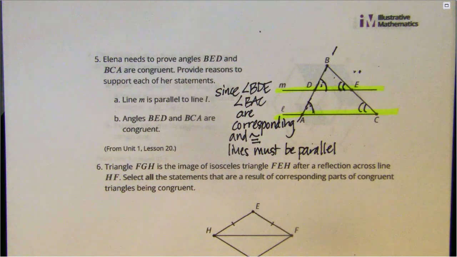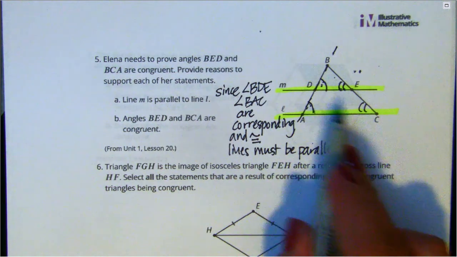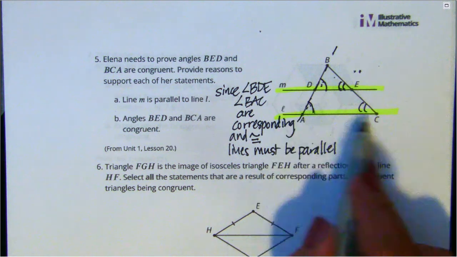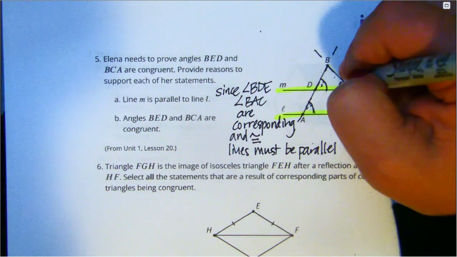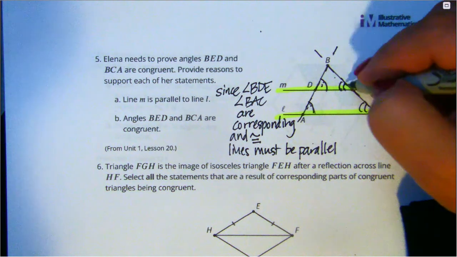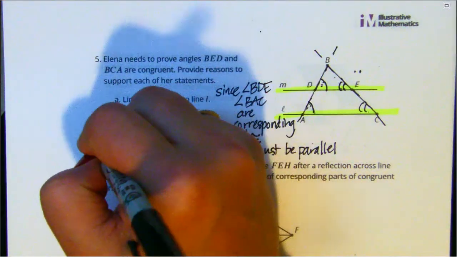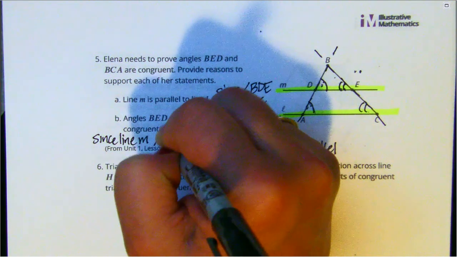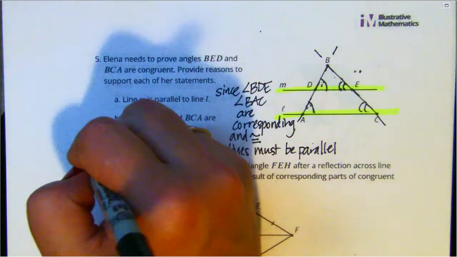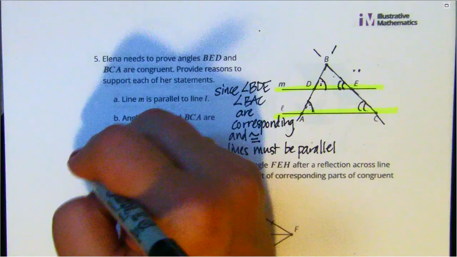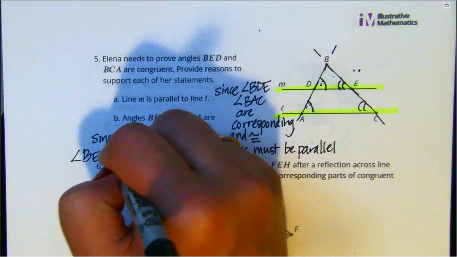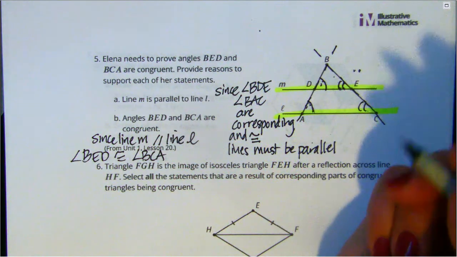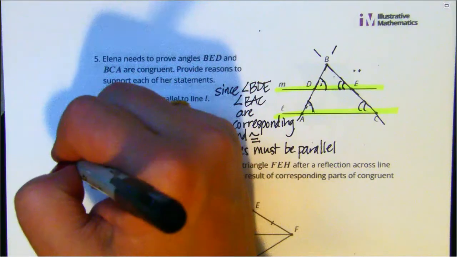Well, now think about it. Now that I know these two lines are parallel because of those two angles they gave me, adjust your eyes over here. These two parallel lines being cut by this transversal, then aren't those just corresponding? So since line M is parallel to line L, angle BED is congruent to angle BCA because they're corresponding. I ran out of room. I'm going to have to do it over here.